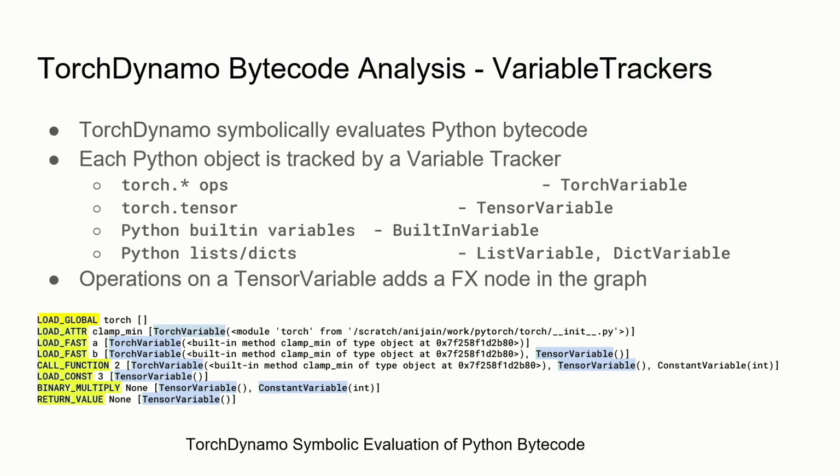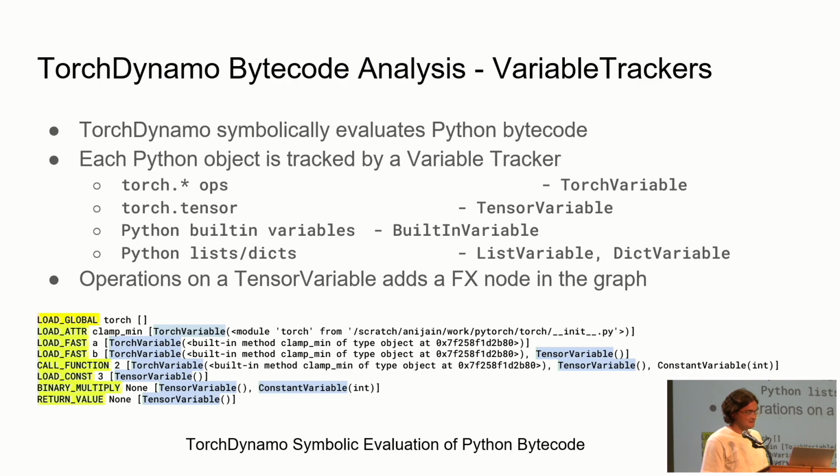To evaluate bytecode analysis, we have a corresponding variable for various Python types and tensors and user objects. And you see on the left, you have load global, load adder, load fast. These are Python bytecode that we're symbolically interpreting. And anytime we would interpret bytecode that would interact on tensors, we'll be adding it to a corresponding FX graph so that it can be later invoked at runtime instead of at compile time, obviously.